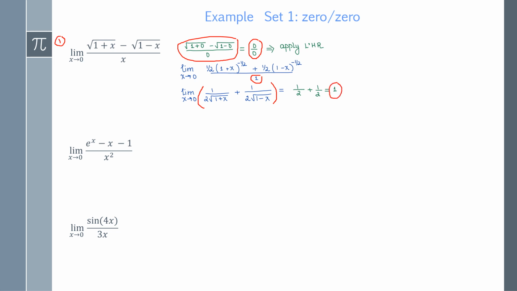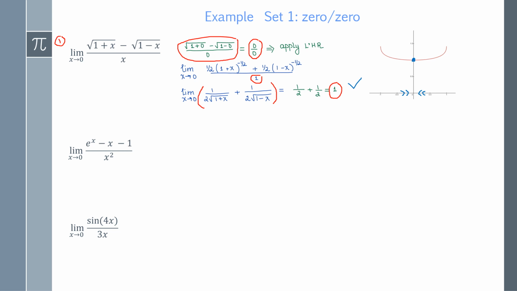Of course, we can check our result by using a graphing calculator or Desmos. So this is me checking my answer. Notice as we get closer to 0 from either side, what happens to the function? The function value is 1. So we have our confirmation that the limit is indeed 1.